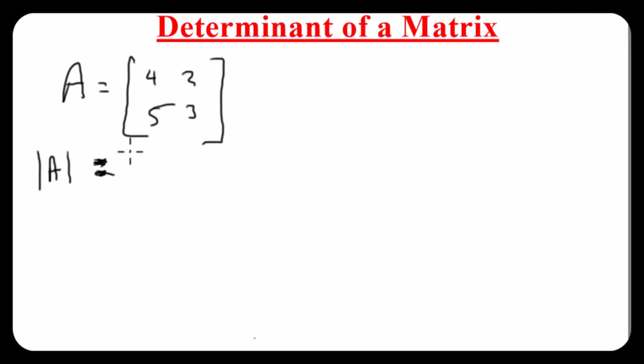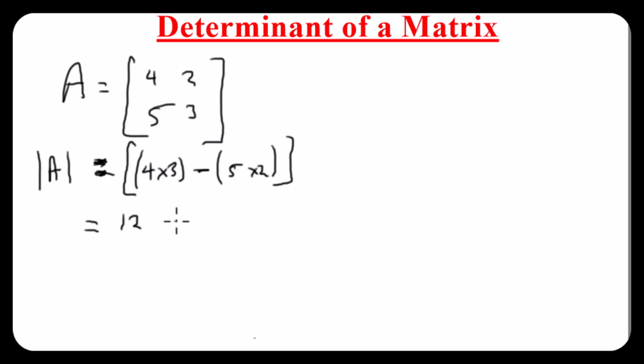So what do we mean? For the determinant here, we simply say 4 times 3, minus 5 times 2, and then we simplify. 4 times 3, we're having 12, minus 5 times 2, we're having 10, and 12 minus 10, so yeah, we're having 2. So the determinant of this matrix A is equal to 2.